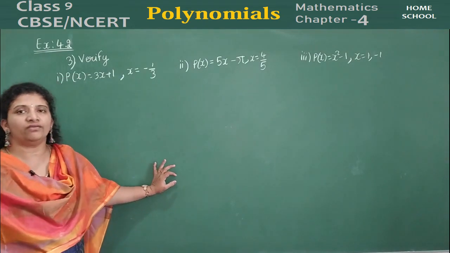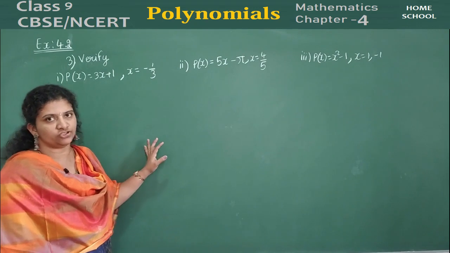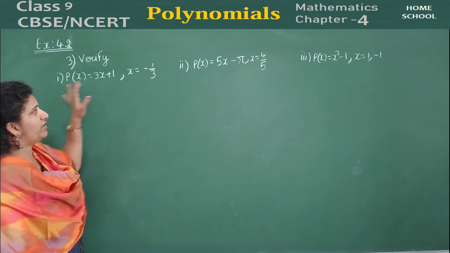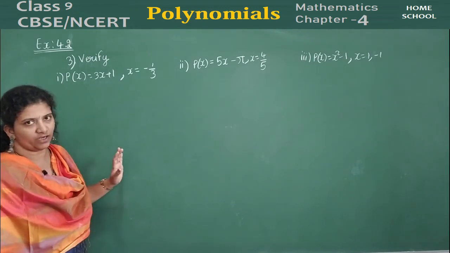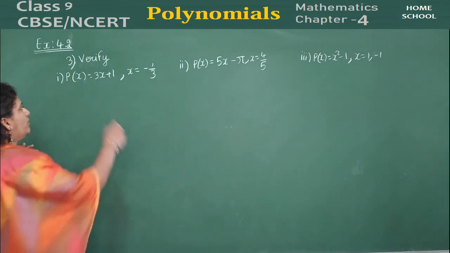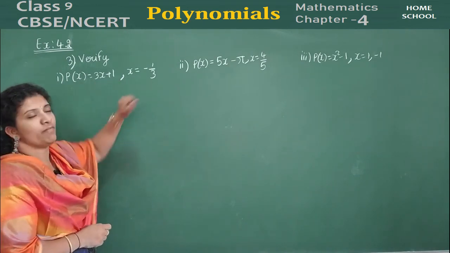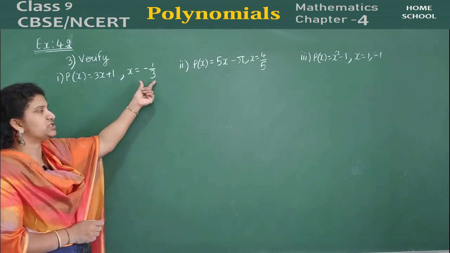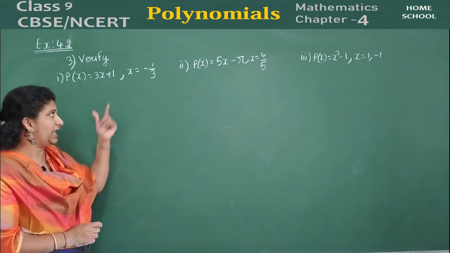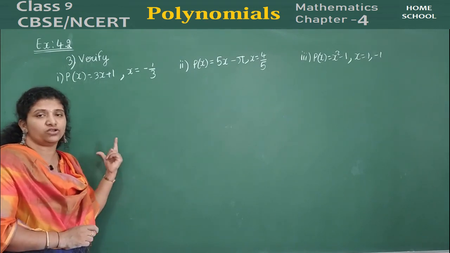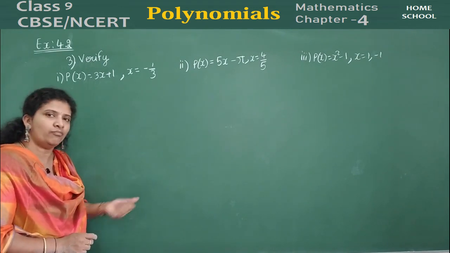Third main question: verify whether they are the zeros of a polynomial or not. We need to check. Here, for every polynomial, particular values are given, so according to that we need to find out. Let's see the first problem. P of x is equal to 3x plus 1. Here x is equal to minus 1 by 3. If you substitute this value in x and you get a 0 answer, then minus 1 by 3 is a 0 of the polynomial p of x. If you do not get 0, then it is not a zero of the polynomial.